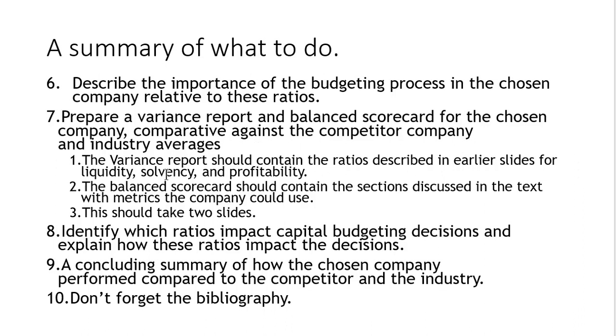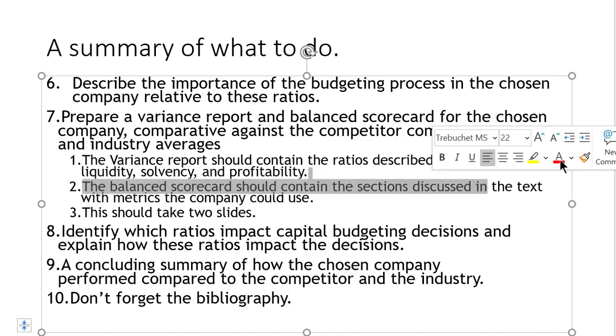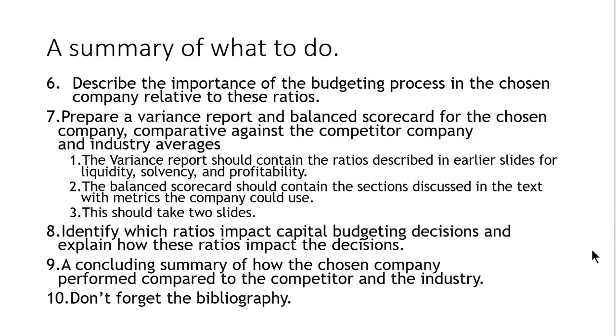and the industry averages. So the variance report should contain the ratios that you've described in the earlier slides in a variance report, which shows differences and whether or not those variances, that's the differences, are favorable or unfavorable with respect to your company. The balanced scorecard is a little bit more complicated, right?